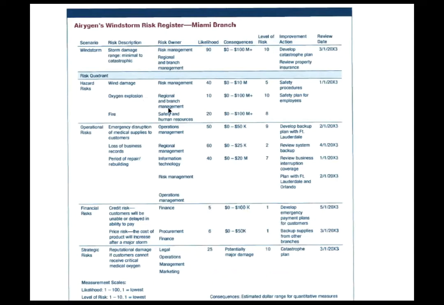It says who the risk owner related to that, the likelihood in each one of these, and what the cost might be, and what needs to happen in order to fix them, safety procedures, safety plan for employees. Next, it's saying, okay, in this next risk quadrant, let's look at the operational risk, right? Emergency disruption of medical supplies to customers. Now it's looking at what the impact, again, on customers from the objective standpoint. Loss of business records, period of repair or rebuilding. Again, what the likelihood of that, what's the cost associated, and what they should be doing to mitigate that risk.